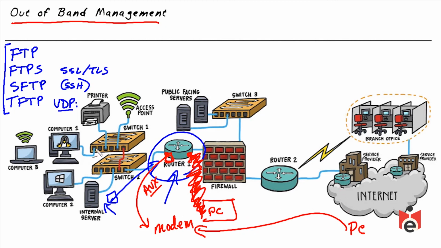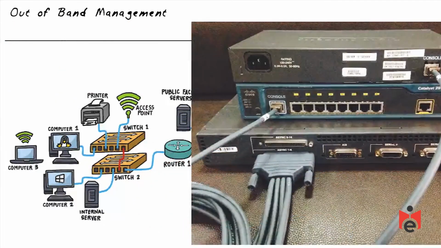Because we're not going through the traditional Ethernet network to access the device, we're coming in via another path, through this auxiliary port and the associated modem. But here's one of the challenges. If we have multiple devices and we want either console or auxiliary access to most of them, we don't want to have individual modems on every single device. And here's the solution to that problem.